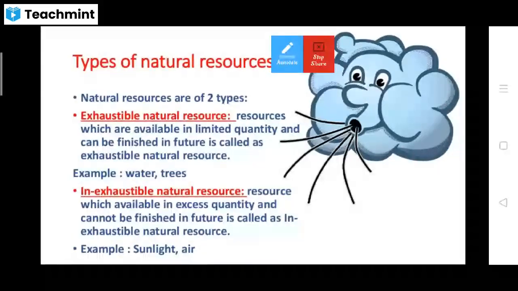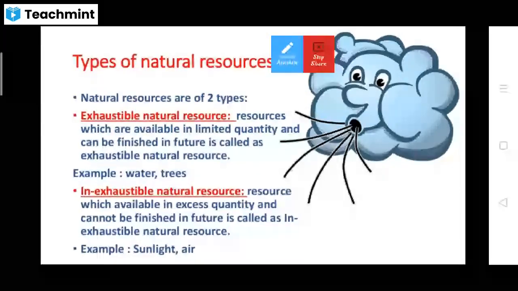Inexhaustible resources, which are available in excess quantity and cannot be finished in future, are called inexhaustible natural resources. Understood what is meant by exhaustible and what is meant by inexhaustible? Is it clear? Yes, teacher.